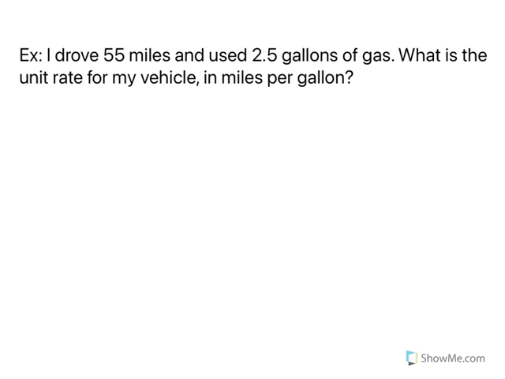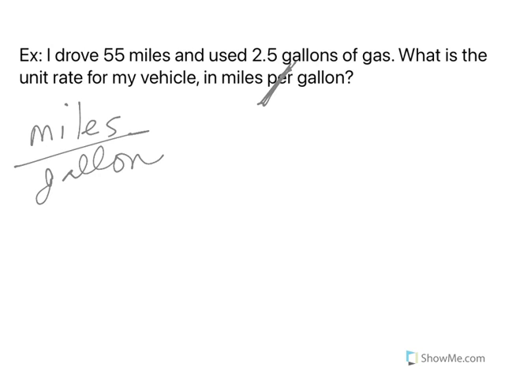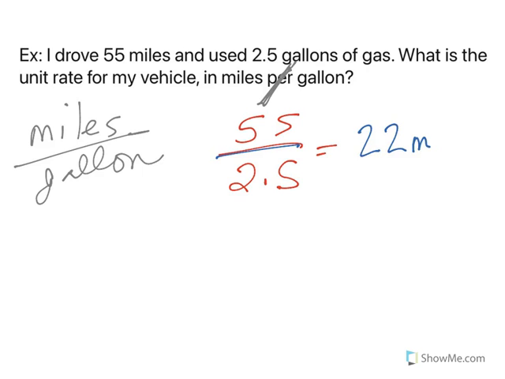And let's do one more. I drove 55 miles and used 2.5 gallons of gas. What is the unit rate for my vehicle in miles per gallon? Okay, so miles, notice the word per there, so miles per gallon. So again, miles is on the top, 55 miles over 2.5 gallons. I use that fraction bar as a division sign, and I end up with 22 miles per gallon. And that is some examples of unit rates.